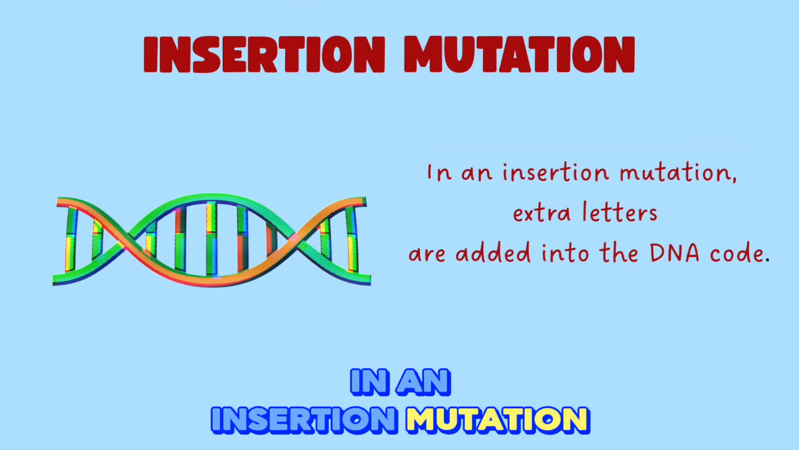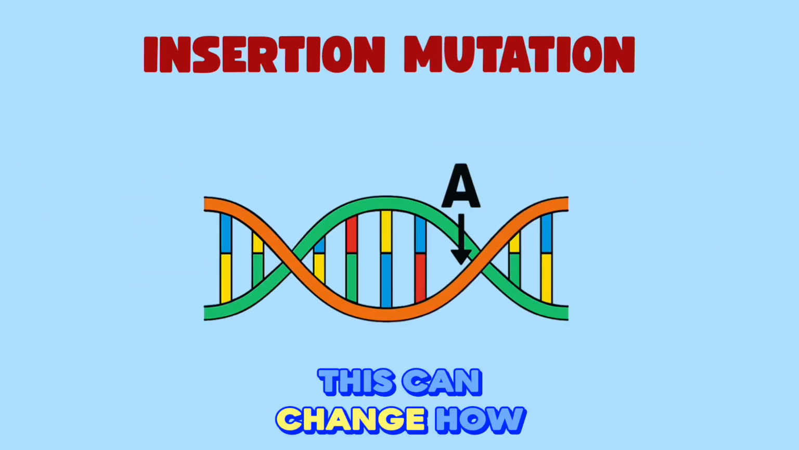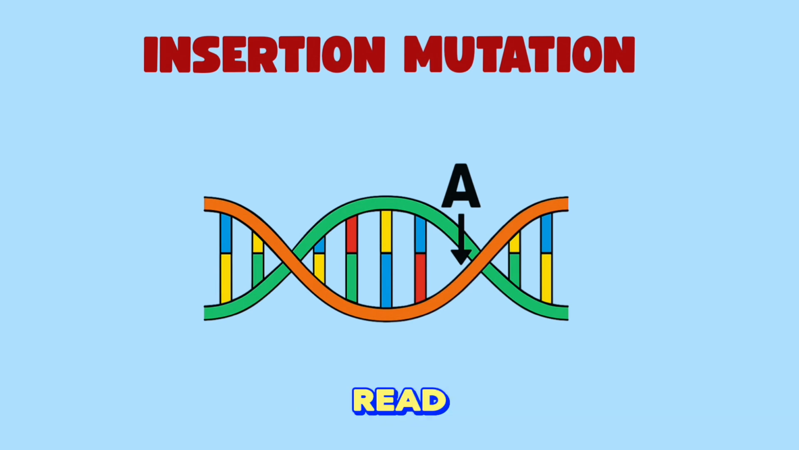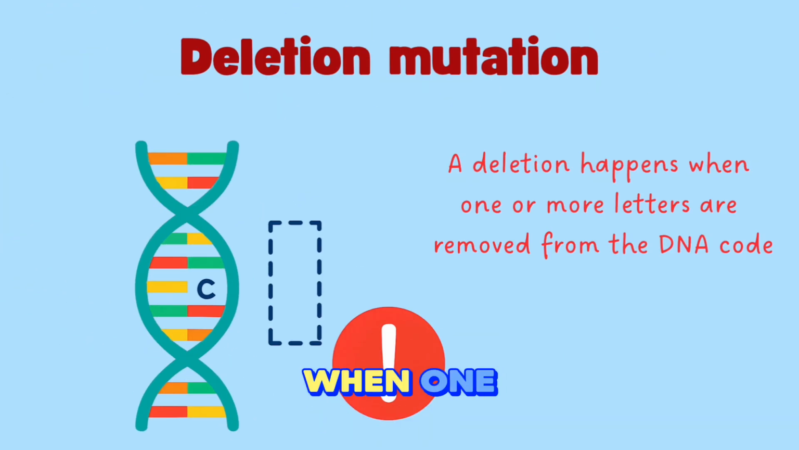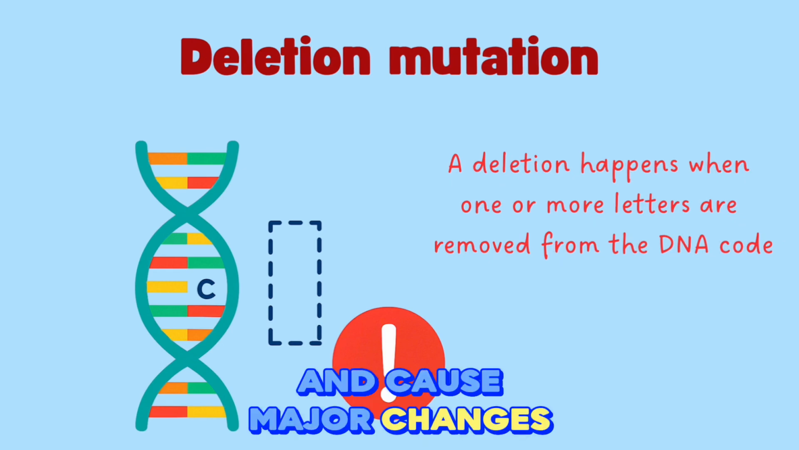In an insertion mutation, extra letters are added into the DNA code. This can change how the entire message is read, like adding an extra word in the middle of a sentence. A deletion happens when one or more letters are removed from the DNA code. This can also shift the whole sequence and cause major changes.